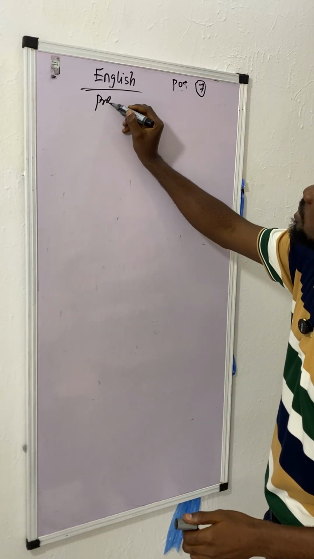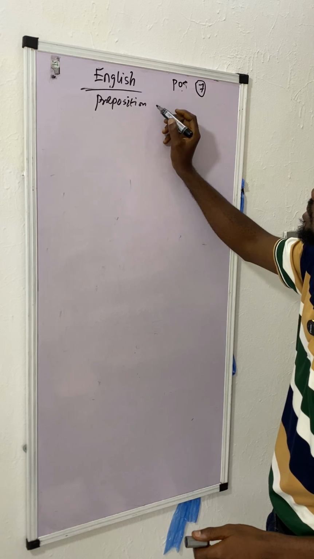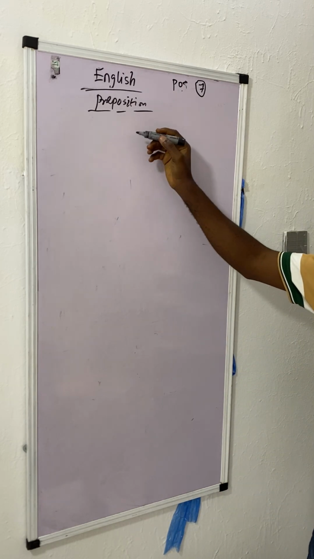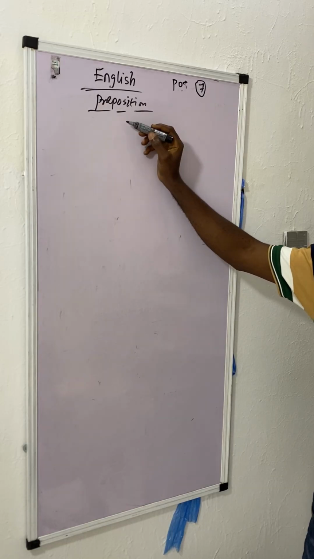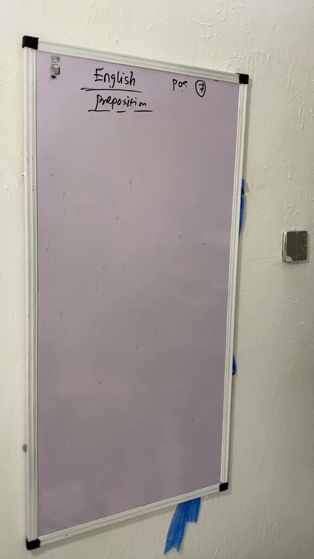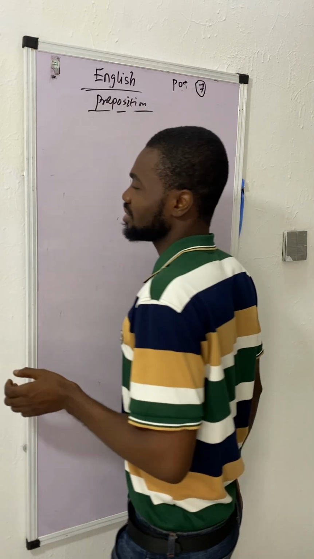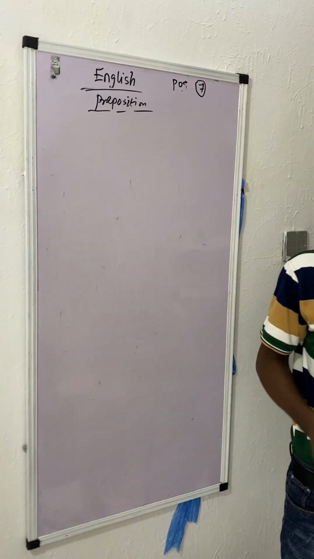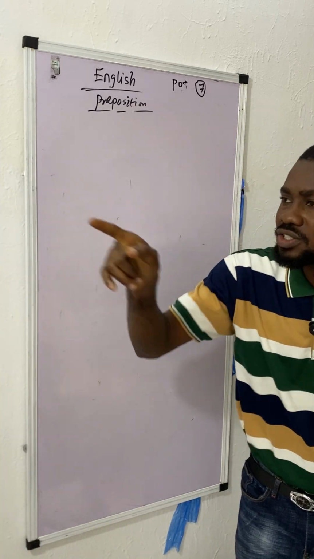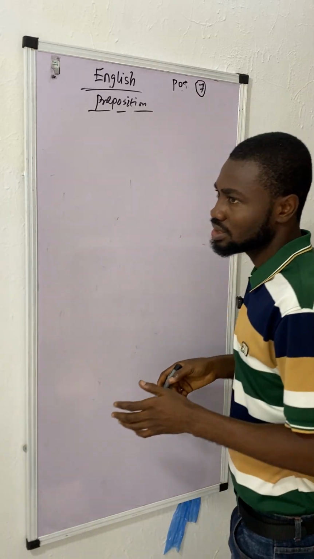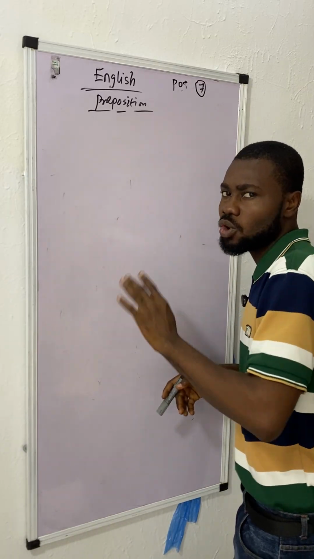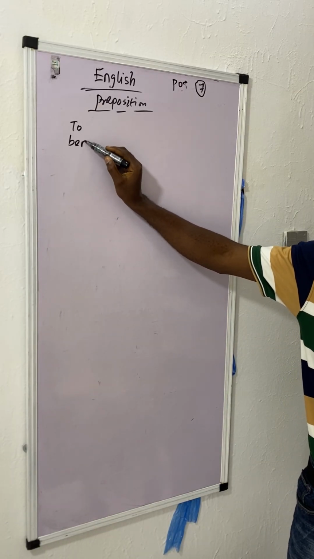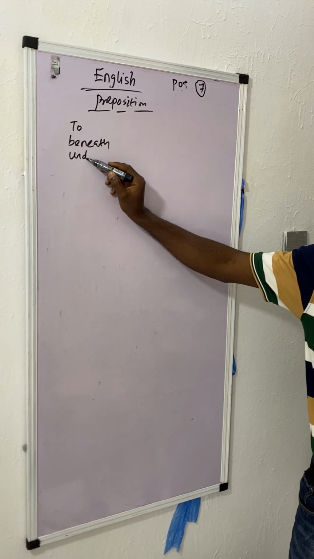All right, preposition. What's the function of preposition? It usually comes before a noun. The major function of a preposition is to reposition a noun, to make something make sense. It's a way of pointing at something. It's a directional word, let's put it like that. For example, we have prepositions like to, beneath, and underneath.